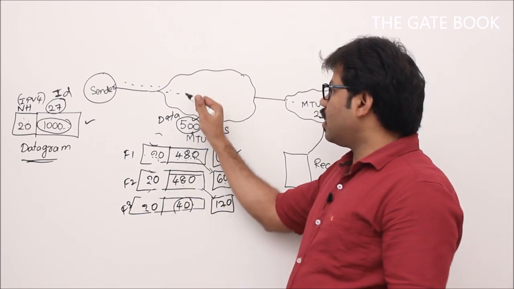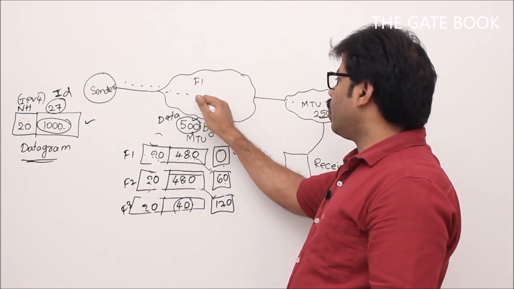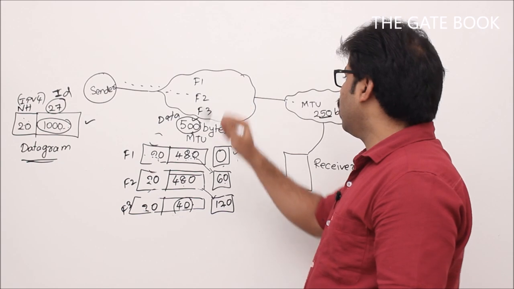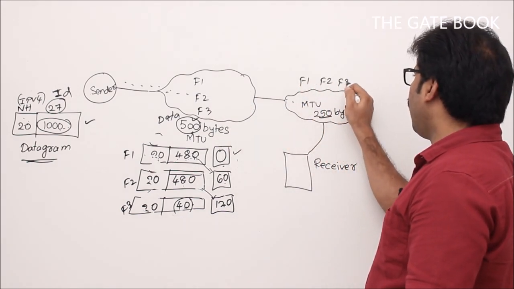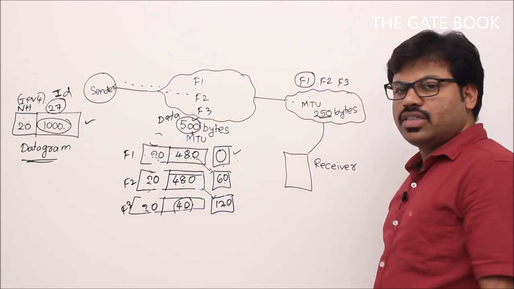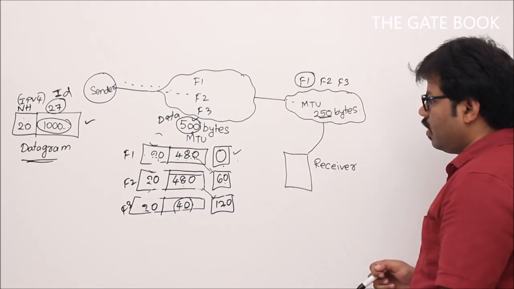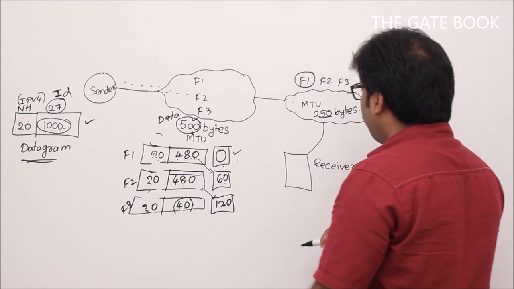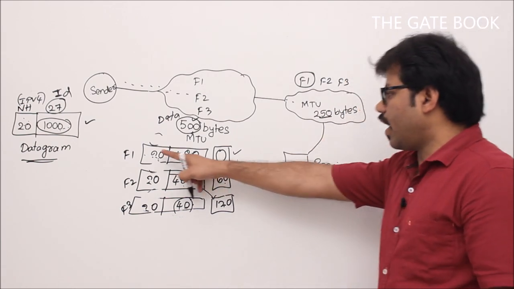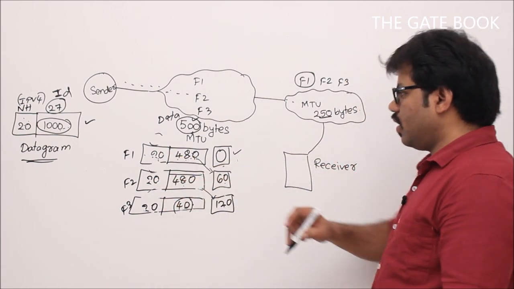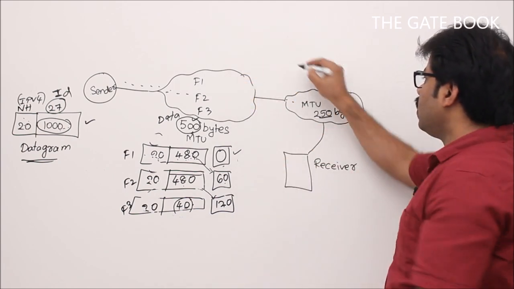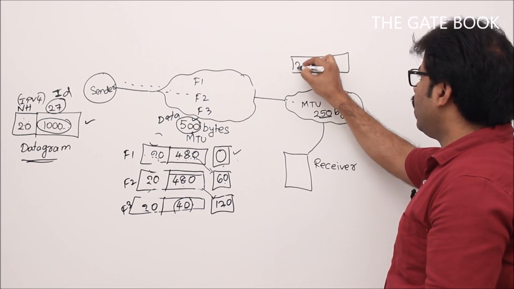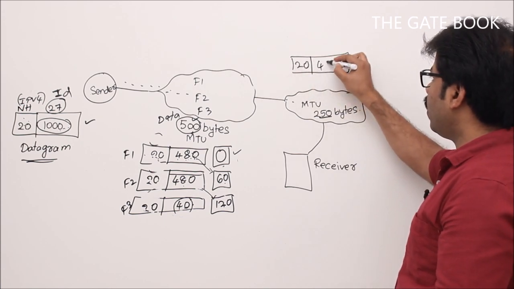Now these three fragments, F1, F2, F3, are going happily through this network. Now they come to here, F1, F2, F3. We don't have any problem. Treat them like independent units. Then do fragmentation again. Now the problem is reduced, and I show only for this fragment. Similarly you can do it for this one. Let's say we have fragment number 1, which arrived first. It has 20 units of header and 480 units of data.